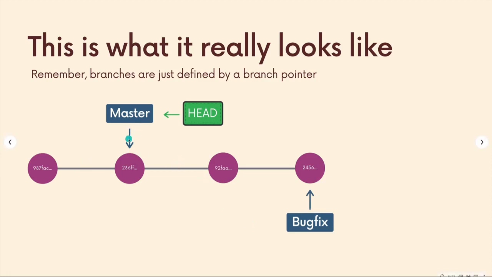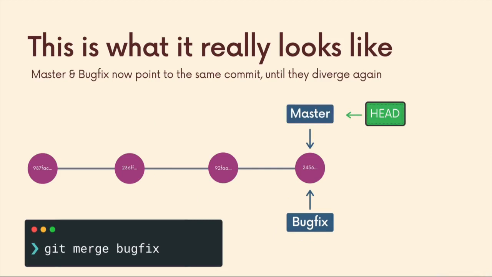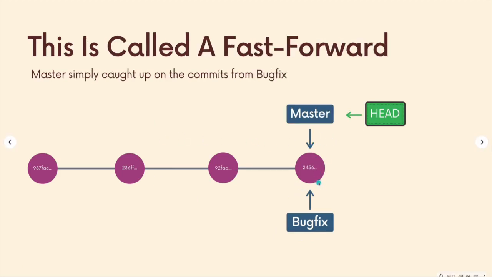We had master, we branched off to bug fix and did 2 commits. Now, all that we did when we merged was catch up. We moved master up to that same commit. This is called a fast forward merge because that's all we had to do. For this branch to catch up, it just fast forwarded a couple of commits. There wasn't additional work on the master branch.